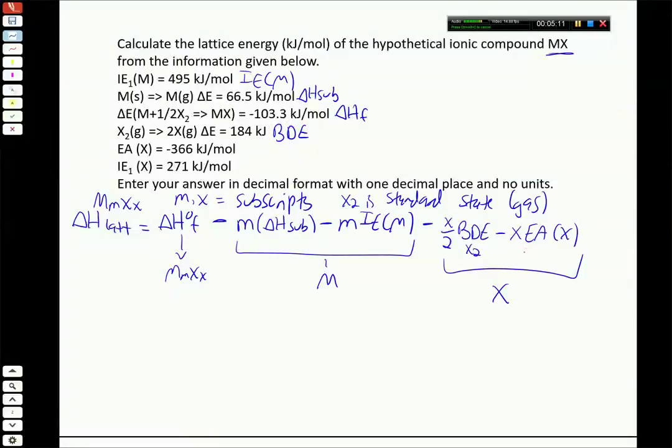And then finally, the electron affinity is labeled as such. That's the amount of energy required to add electrons to the nonmetal. So this is our electron affinity term. So those are going to be the 5 terms we need for this equation down here.